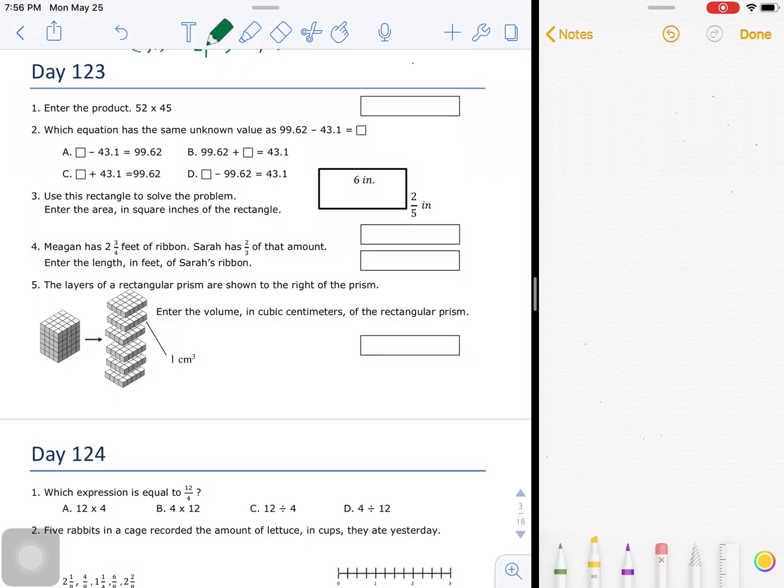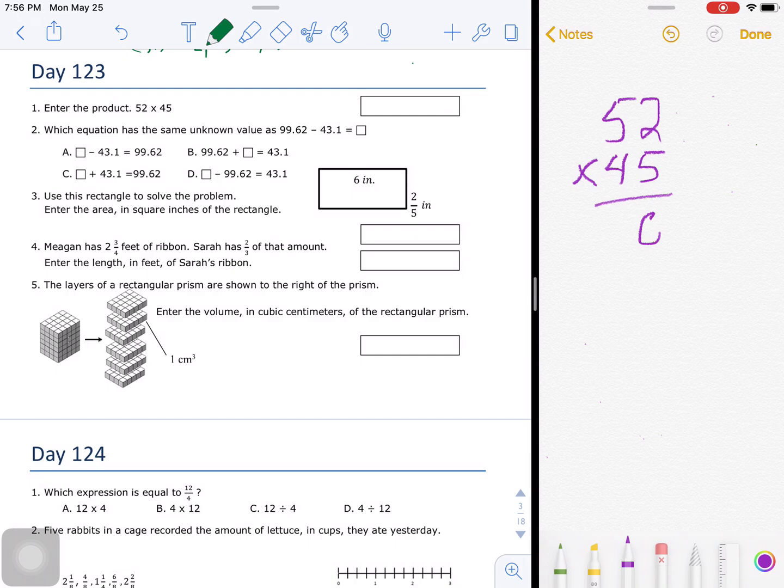Problem number 1. Enter the product 52 times 45. So, 52 times 45. We know that this is going to be approximately 50 times 50, which is 2,500.